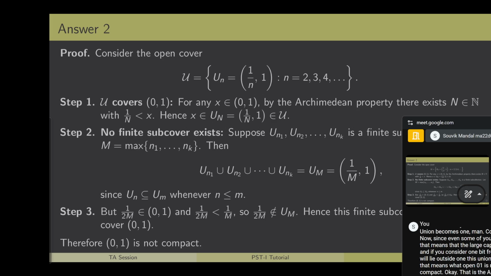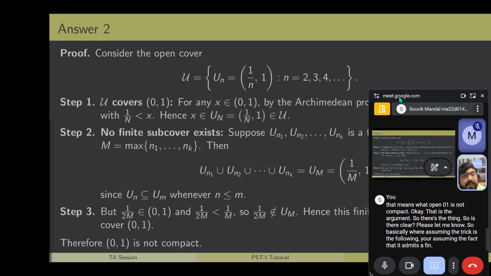That is the argument. Is that clear? Please let me know. The trick is the following: you assume that it admits a finite subcover. That means we shall always get U_{n_1}, U_{n_2}, up to U_{n_k}, and M equal to the maximum of n_1 through n_k, such that the union U_{n_1} through U_{n_k} equals (1/M, 1). But then 1/(2M) belongs to (0, 1), yet 1/(2M) does not belong to the union. So that tells us the open interval (0, 1) is not compact. That is the argument.